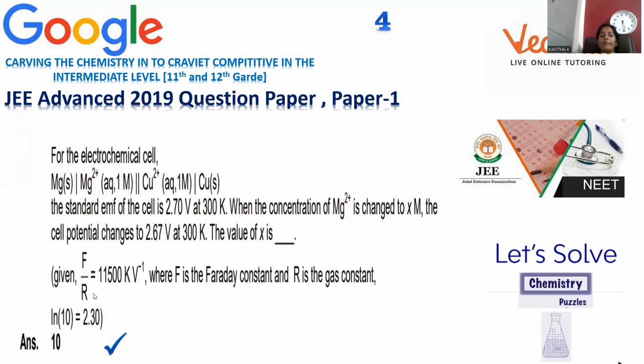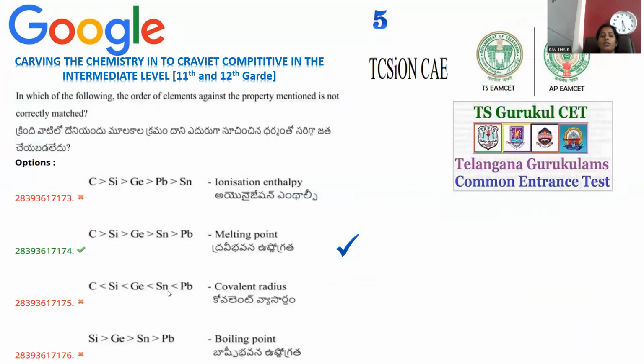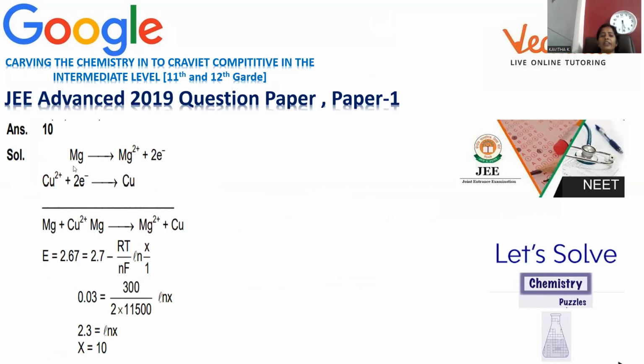Here, F by R is equal to 11,500 Kelvin per volt, where F is the Faraday constant and R is the gas constant. Log 10 value is given as 2.30. The expected value is 10. How can we get this 10? Let's see. To calculate this one, we have the half cell reactions. Magnesium has a tendency to release electrons and follows the oxidation process.